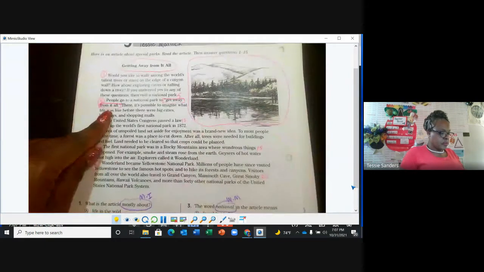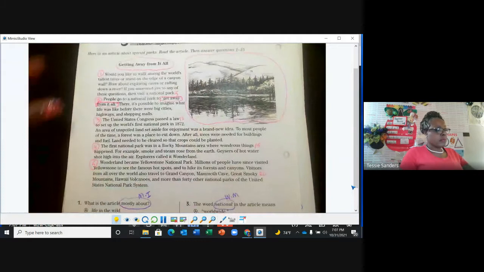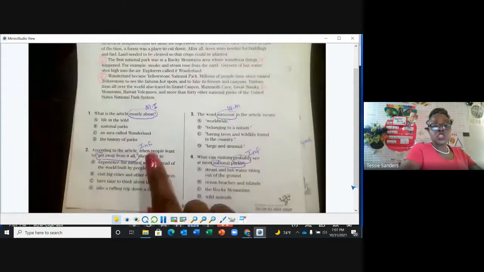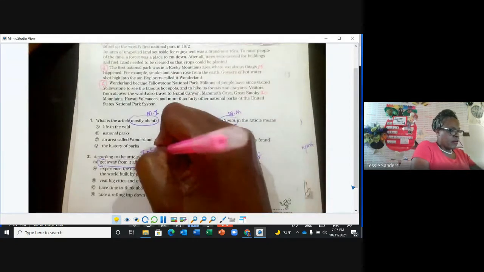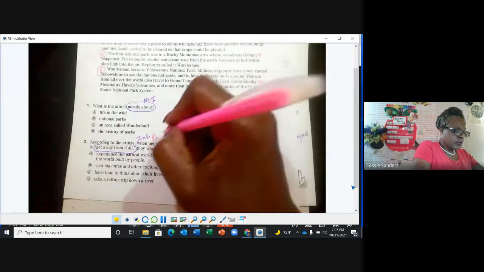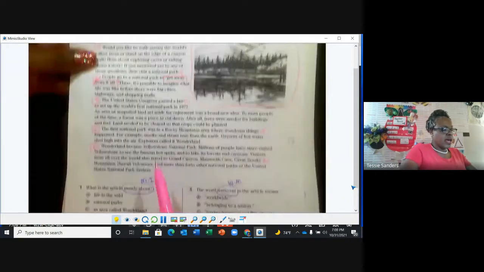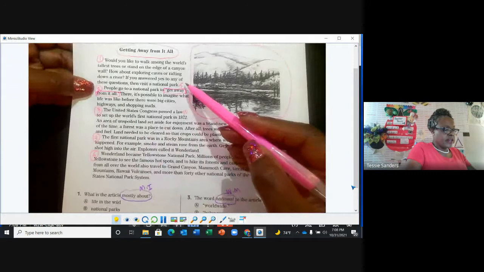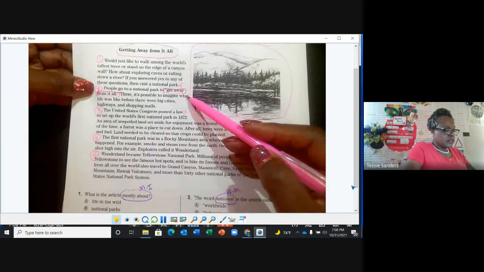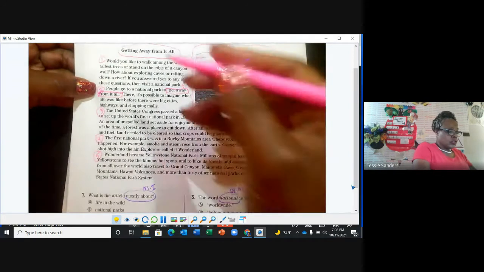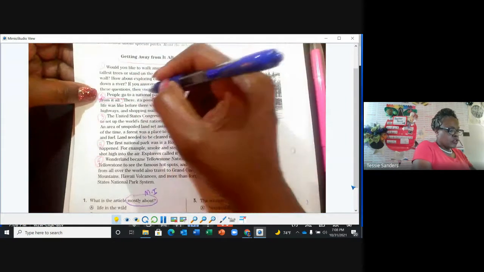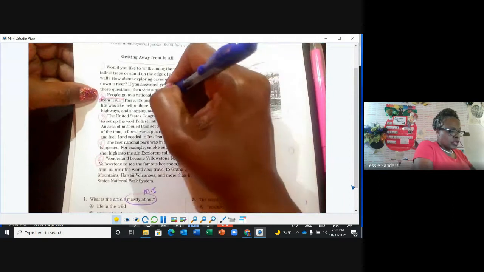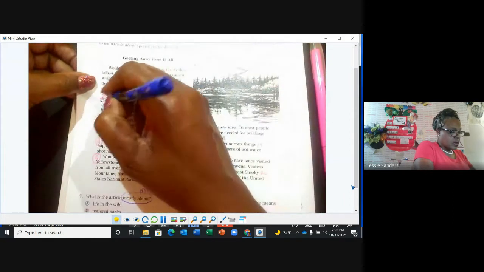Because it dealt with a particular question. Remember, question 2. So here you're going to write paragraph 2. So that's capital P, period, 2, comma, that line. So here's line 5, 6, 7, 8. Underline that. Use a blue pen. People go to a national park to get away from it all.